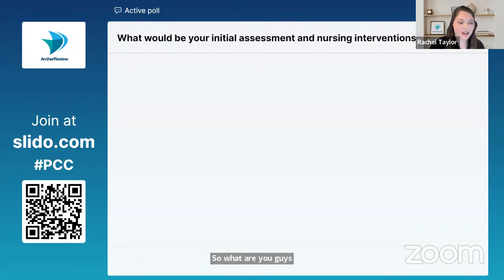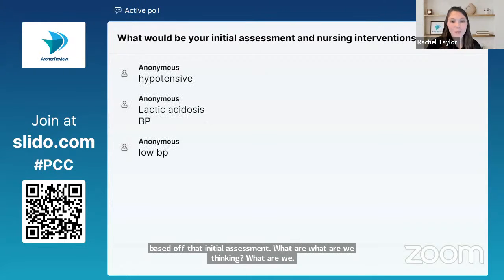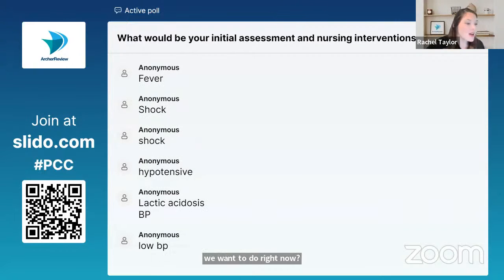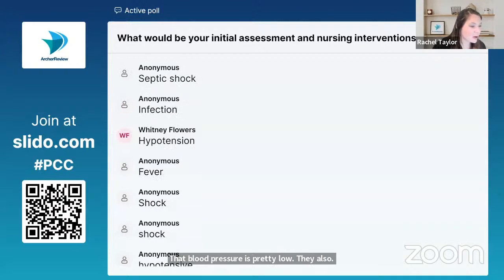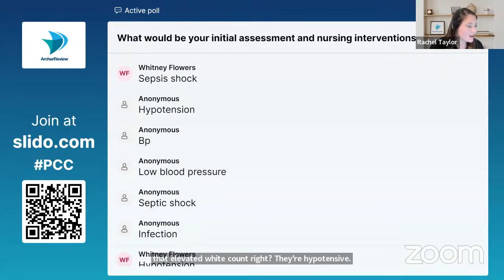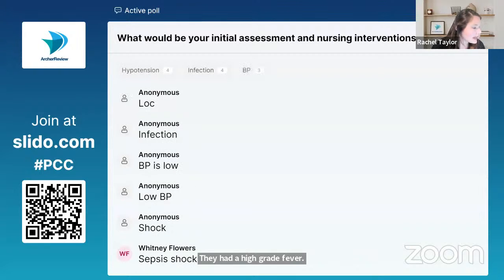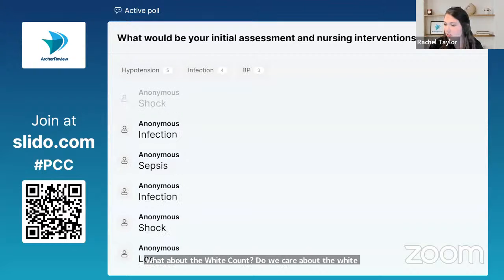Based off that initial assessment, what are we thinking? What are we worried about here? What interventions might we want to do right now? That blood pressure is pretty low. They also had that elevated white count, right? They're hypotensive. They had a high grade fever. What about the white count? Do we care about the white count, the lactic acidosis? Is that important? Does that matter? Yeah, those are some concerns, right?